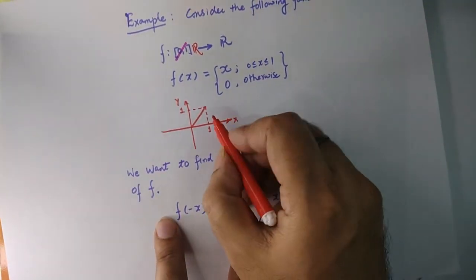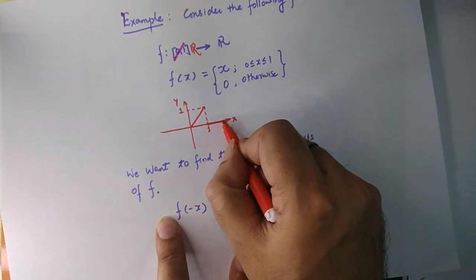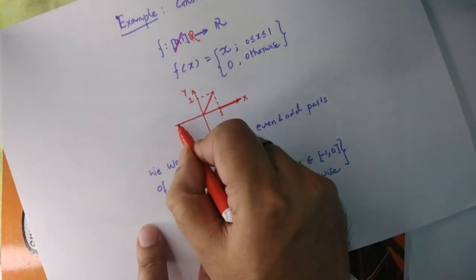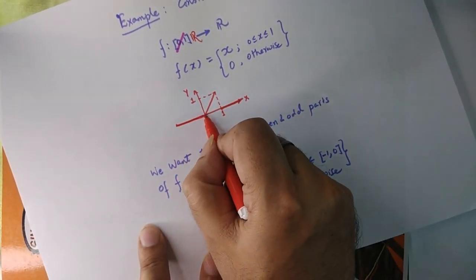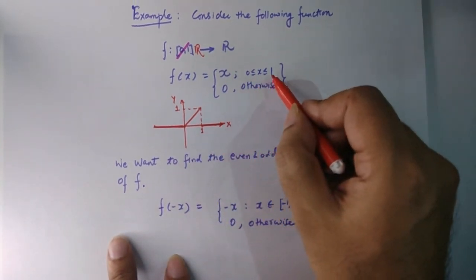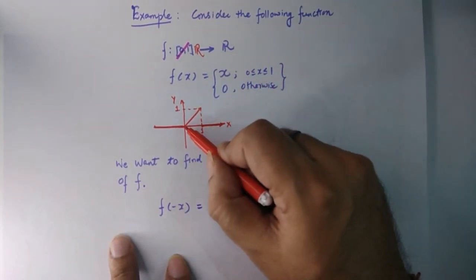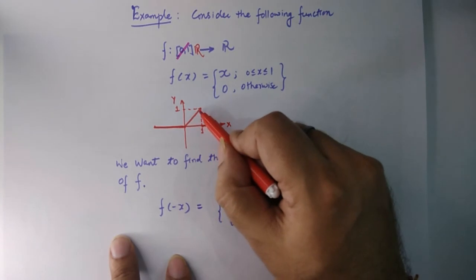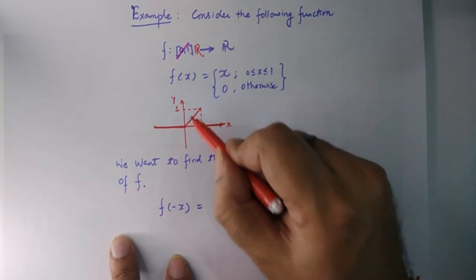So f of x will look like this. It is 0 at all other points except the closed interval 0, 1. And in the closed interval 0, 1, it takes the value x. Therefore, the graph of f looks like this in this particular interval.